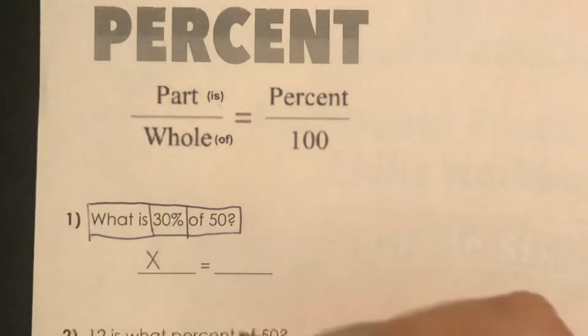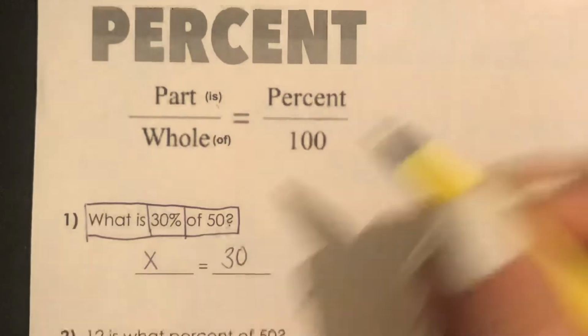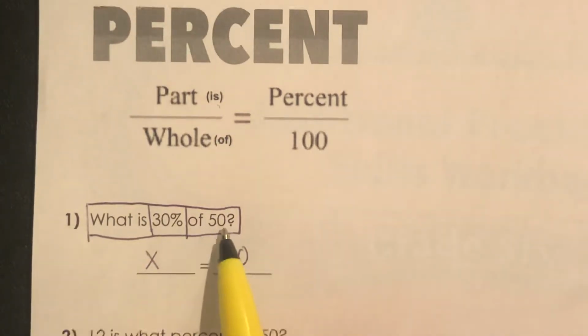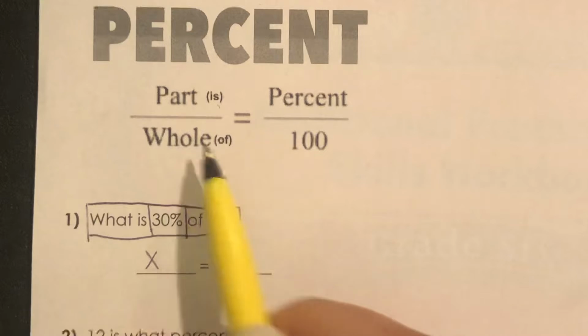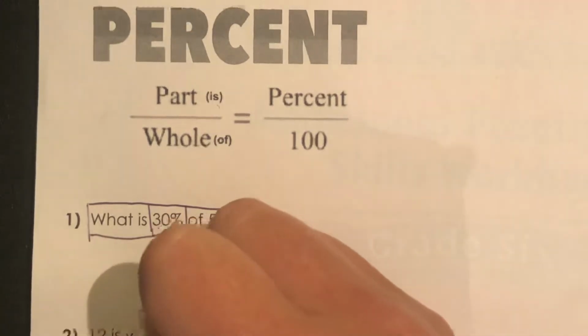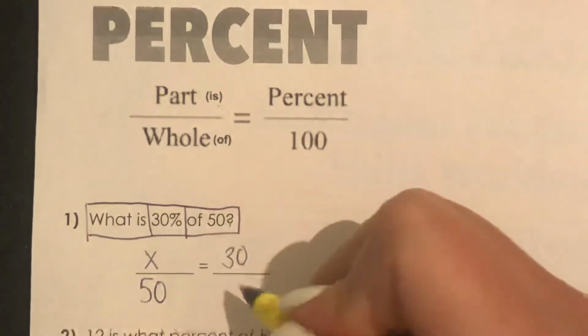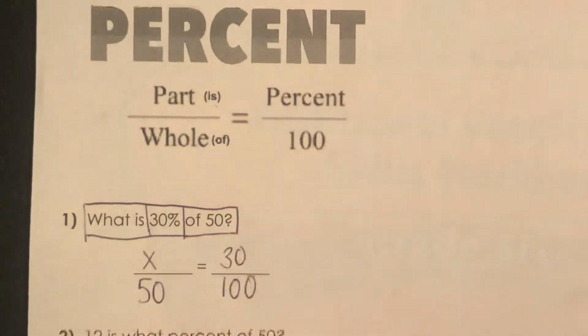So we're going to put 30. Then we have "of 50." And we see that our whole is "of." So 50 goes right here. Okay, and 100 is always going to stay underneath our percent.